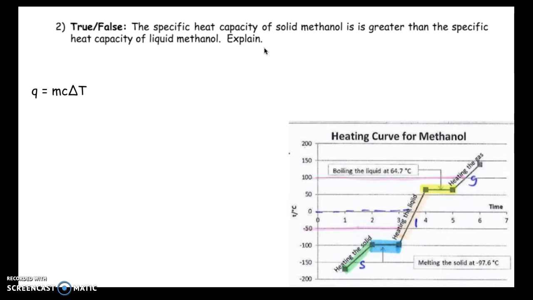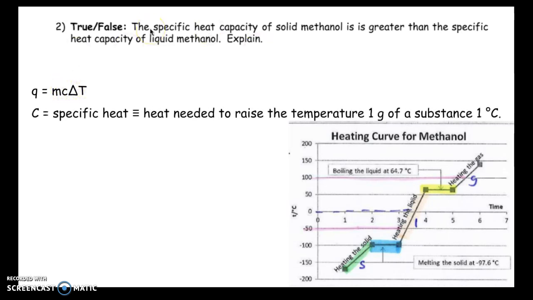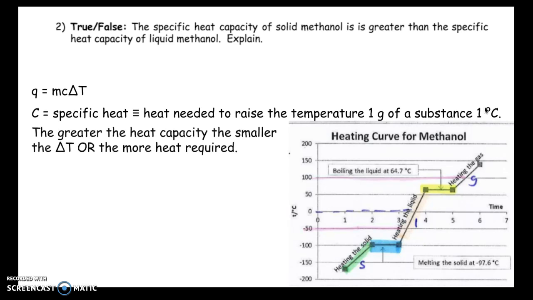So let's start off by reviewing what specific heat capacity is. You remember from the q = mcΔT equation, the specific heat capacity is a little c there, and it's basically the heat needed to raise the temperature of 1 gram of a substance 1 degree Celsius. So essentially what it's telling you is how much heat do you need to put in to a substance in order to raise its temperature. Some substances you need to put in a little bit of heat, some substances a lot. And it turns out the greater the heat capacity, the smaller the delta T, or the more heat is required for you to put in. So if you have a substance with a large heat capacity, you're going to have to put a lot of heat in order for the temperature to increase.